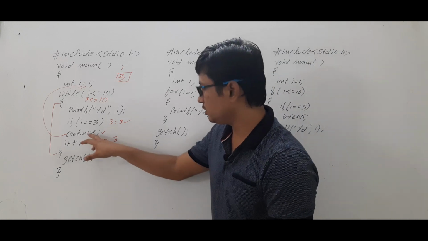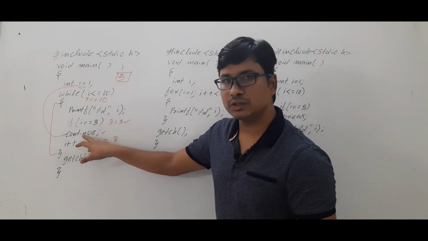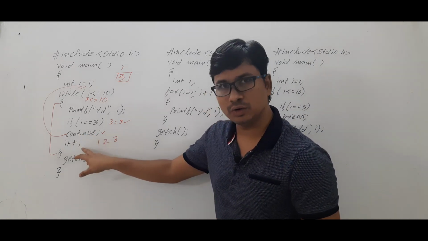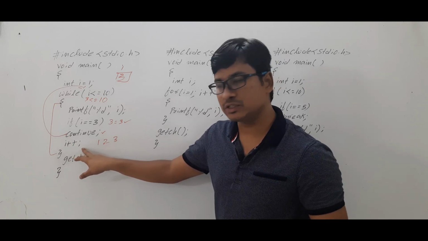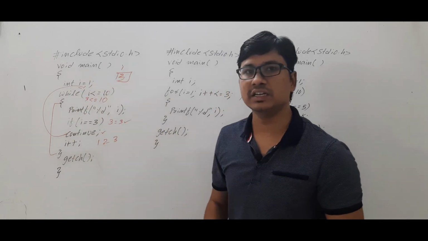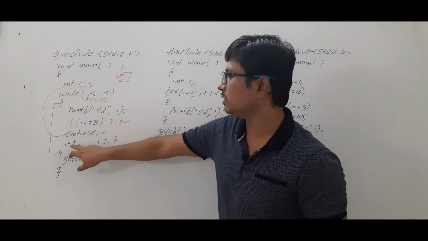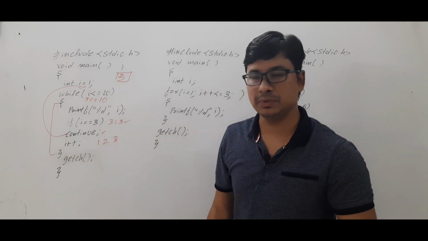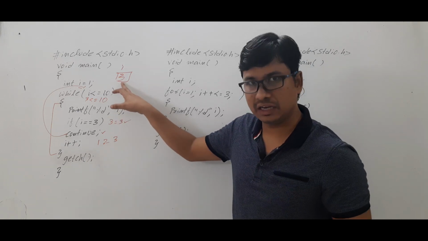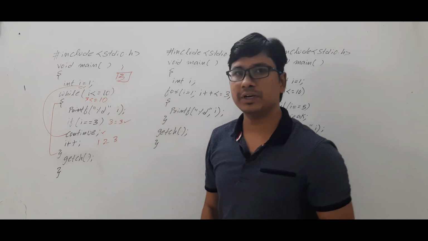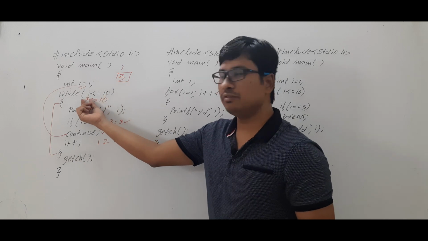If you have a continue in a loop, the statements after that continue in the loop will not be executed. Directly it will go and check the test expression. Now what statement are you not executing? You are not executing i plus plus. So you are not updating the i value. Now if you are not updating the value, again the i value will be 3.